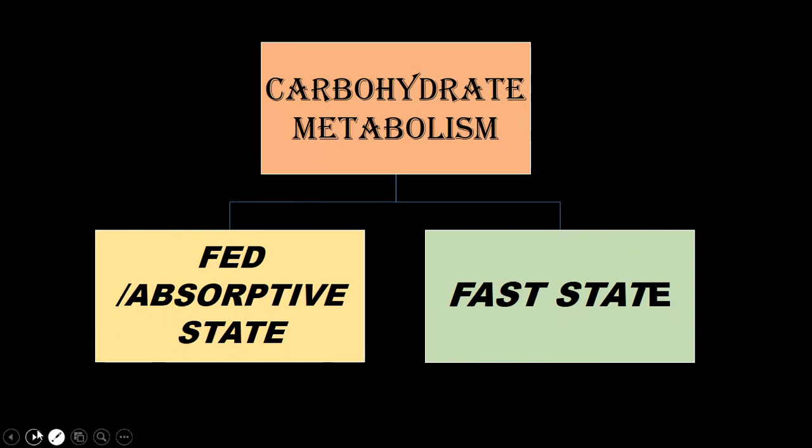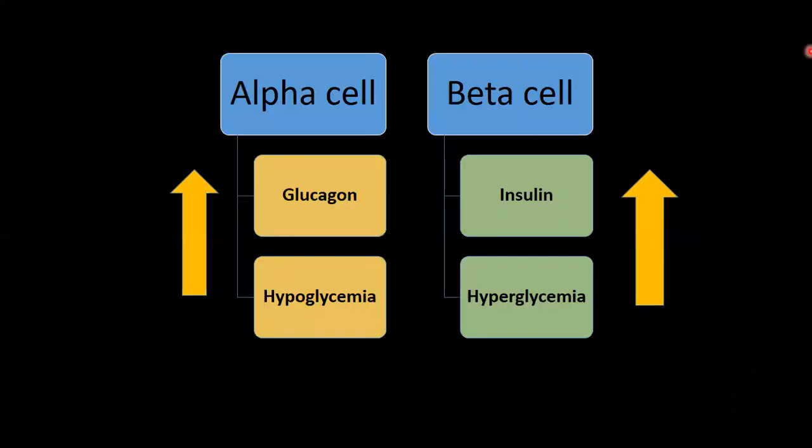In that case, we see how insulin and glucagon work. Here is a small chart which describes when we use glucagon and when we use insulin. When there is a hyperglycemic condition, what is a hyperglycemic condition? When our blood glucose level increases, and this condition comes during our feeding stage, the time when we take food. In this, we use insulin. Insulin is released by our beta cells.